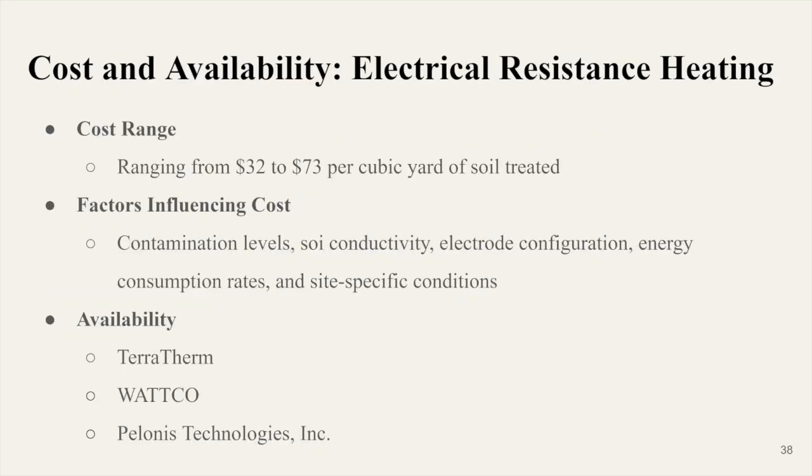As for the electrical resistance heating, the cost of implementing the ERH is generally lower compared to the TCH system, ranging from $32 to $73 per cubic yard of soil treated. Factors influencing the costs are similar to the TCH. Factors such as contamination levels, soil conductivity, electrode configuration, energy consumption rates, and site-specific conditions can influence the cost. Companies that provide ERH are TerraTherm, Watco, and Polonis Technologies.